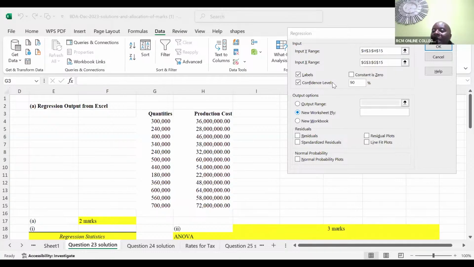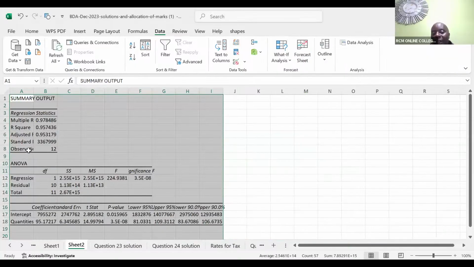So if you're okay, and again, you never check this constant is zero. Don't say the constant is zero. No. We have A. So come and say okay. So when you say okay, what is happening? They have given you this summary output.